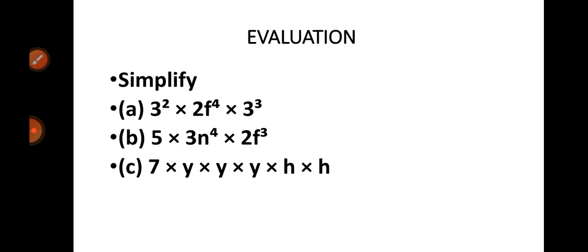So with what we have learned so far about algebra, this one concerning powers, we can be able to solve 3 squared times 2f to the power of 4 times 3 to the power of 3. It's very simple. The second one says 5 times 3n to the power of 4 times 2f to the power of 3. Just so simple. And 7 times y times y times y times h, also very simple.